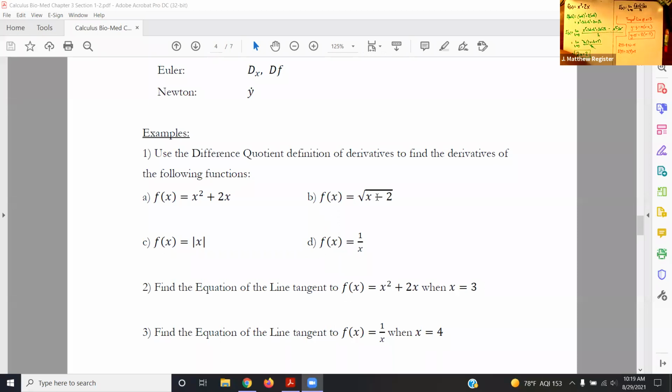Now, b we kind of already did, because having a square root of x minus 2 is not going to be much different than doing a square root of x. The absolute value one, that one's kind of silly. I wouldn't stress that one. But d is another good one. And so let's do d real quick. And so d is saying find the equation of the line tangent to f of x equals 1 over x. Or I guess find the derivative first. And then it says find the equation of the line tangent when x is equal to 4.